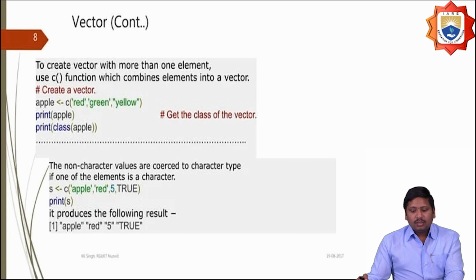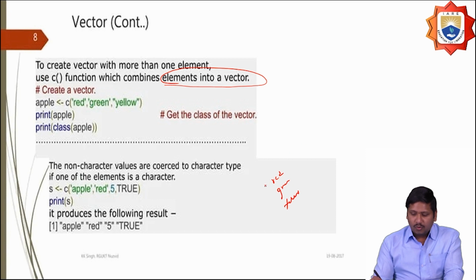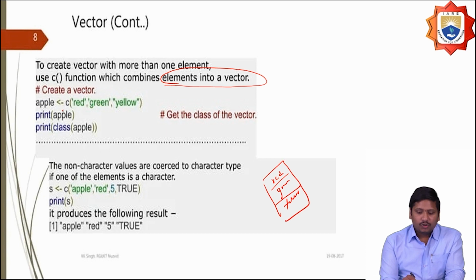Now the vector. To create a vector with more than one element, how can I do that? We have a function called c() function, which combines the elements into a vector. Suppose I have some elements red, green, and yellow, which are characters initially, and I want to save them in the form of a vector. For that we use the c function: apple <- c("red", "green", "yellow"). If I print the class, it shows it is a vector itself.